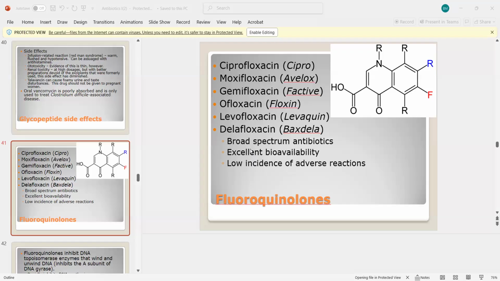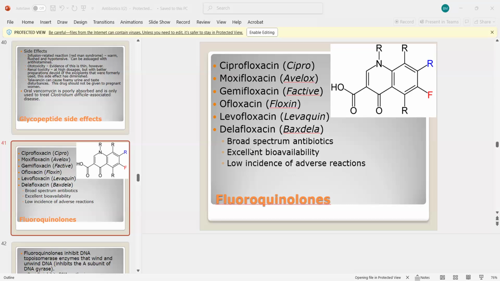Linezolid is the founding member of the oxazolidinones. There's now a new member of this group called tedzolid. These drugs tend to specialize on gram-positive bacteria. They do have activity against some atypicals. They do have activity against Mycobacterium tuberculosis. They're lousy against gram-negative bacteria, and they're lousy against anaerobes.